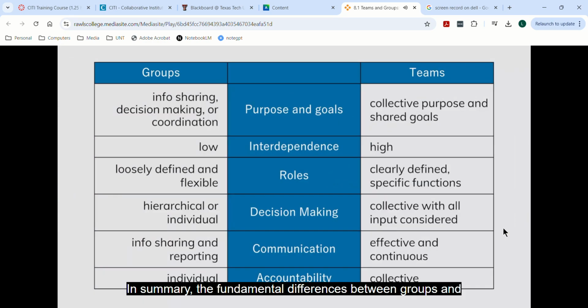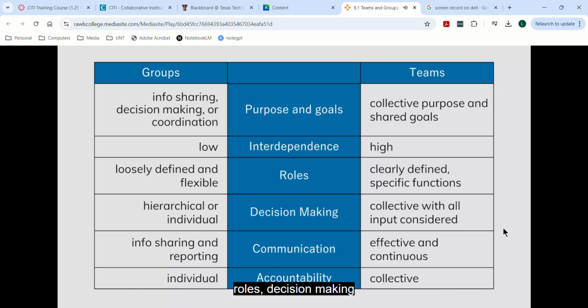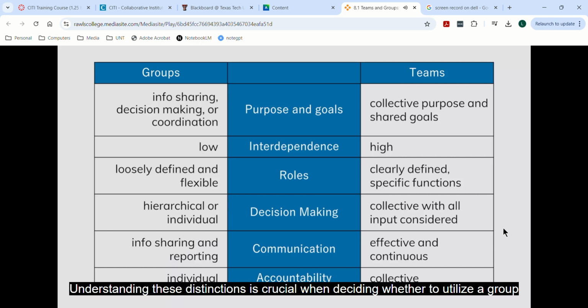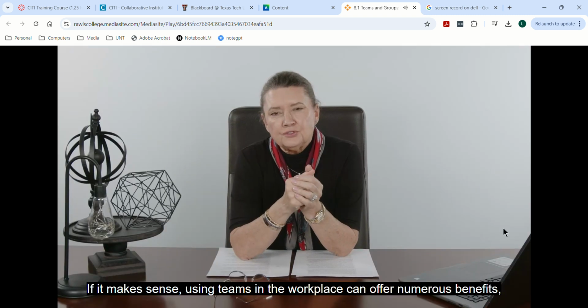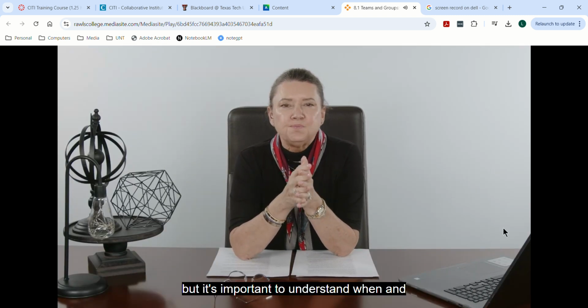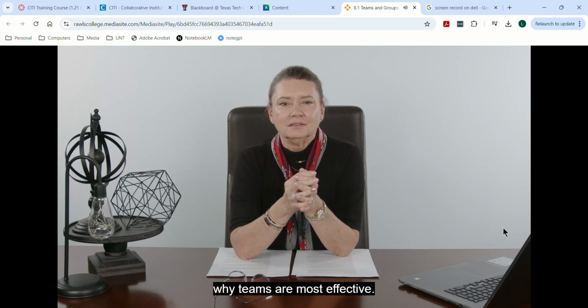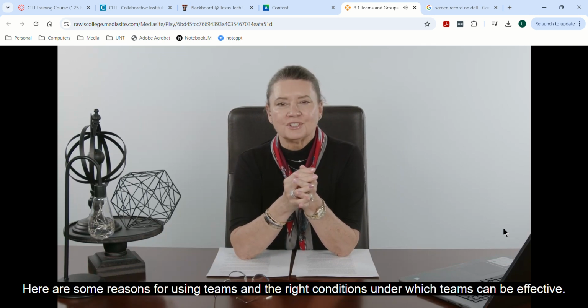In summary, the fundamental differences between groups and teams revolve around their purpose, interdependence, roles, decision-making, communication, accountability, leadership, and duration. Understanding these distinctions is crucial when deciding whether to utilize a group or a team approach in various organizational and collaborative contexts. If it makes sense, using teams in the workplace can offer numerous benefits, but it's important to understand when and why teams are most effective. Here are some reasons for using teams and the right conditions under which teams can be effective.